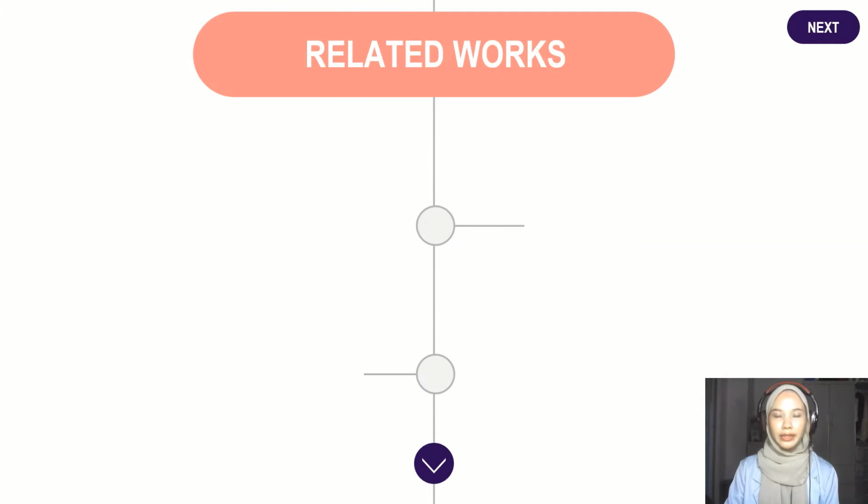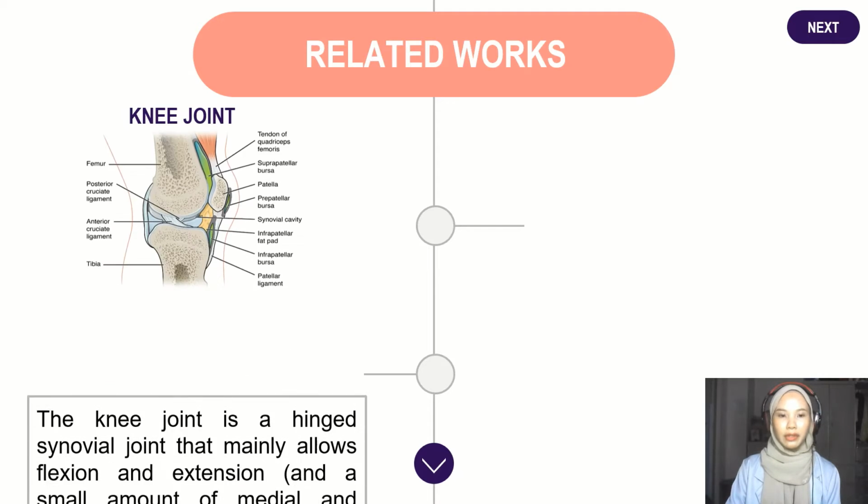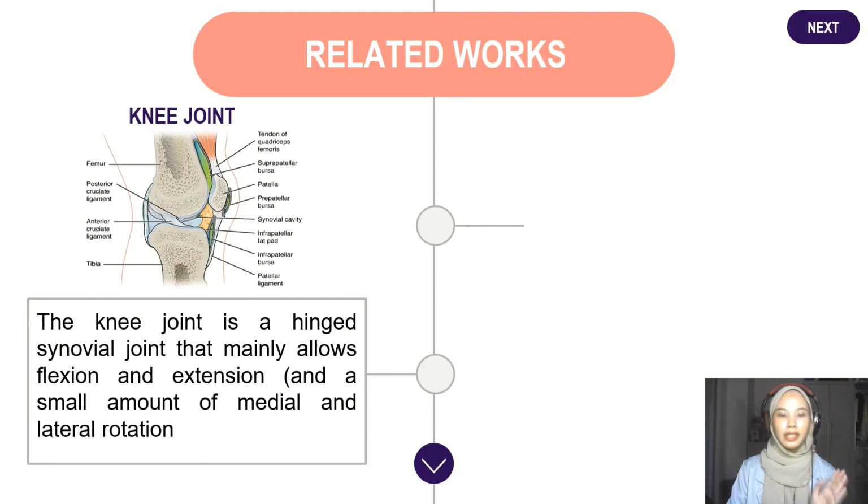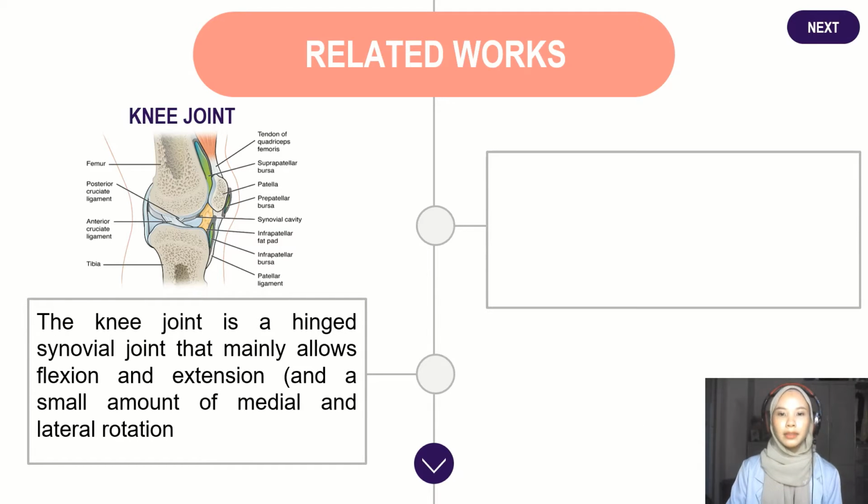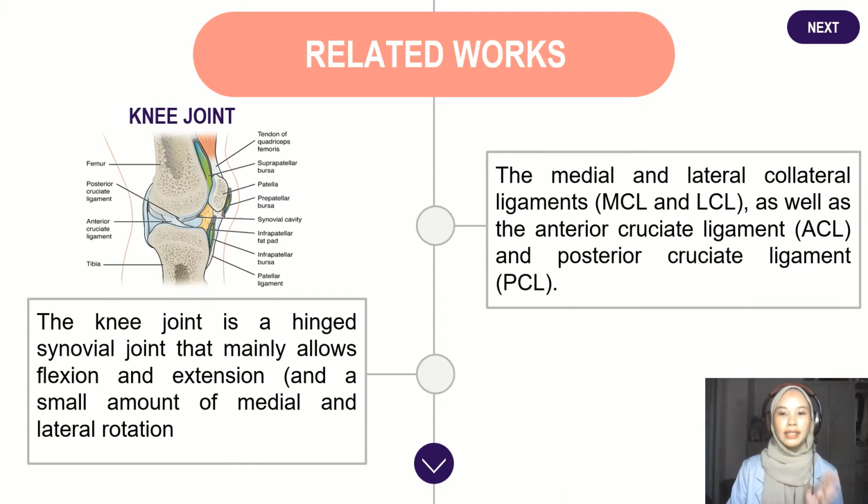Let's move to the related work. Related work number 1 is the knee joint, which is a hinged synovial joint that mainly allows flexion and extension. The patella, femur, and tibia articulate to form this joint. There are four ligaments, which are thick tissue bands that anchor the joint to keep it stable. Number 2 is the medial and lateral collateral ligaments, MCL and LCL, as well as the anterior cruciate ligament, ACL, and posterior cruciate ligament, PCL.